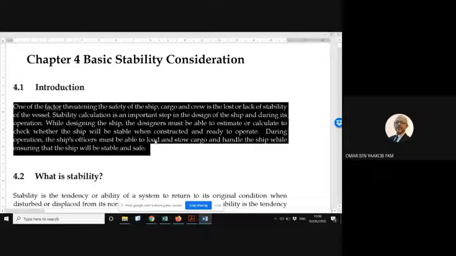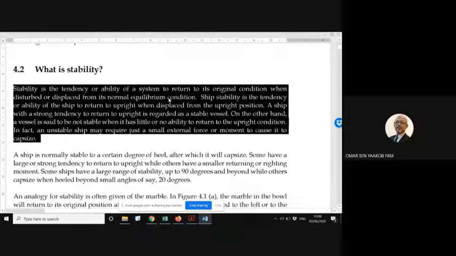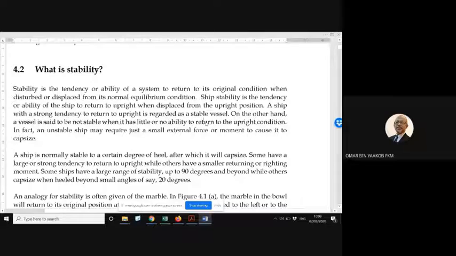And then the second part is what is stability. Stability is the tendency or ability of a system to return to its original condition when disturbed or displaced from its normal equilibrium condition. Stability doesn't apply to ships only, but to any system. For example, a machinery, whether it's stable or not, or a building, or a signal. Sometimes we have a good signal for our internet, right? But suddenly it becomes not stable because it is disrupted. But as far as a ship is concerned, ship stability is this one.